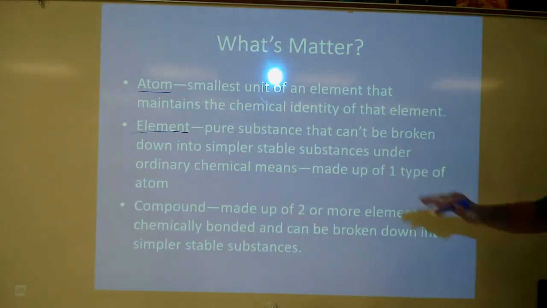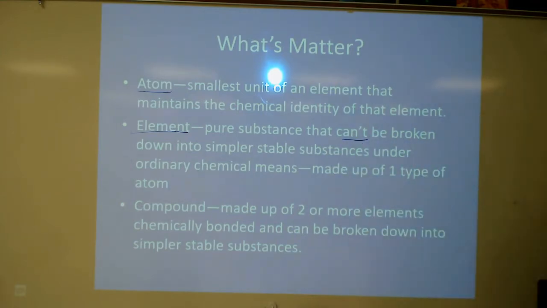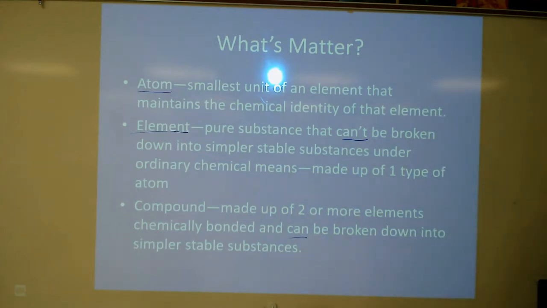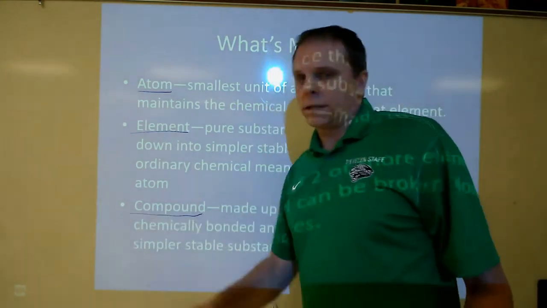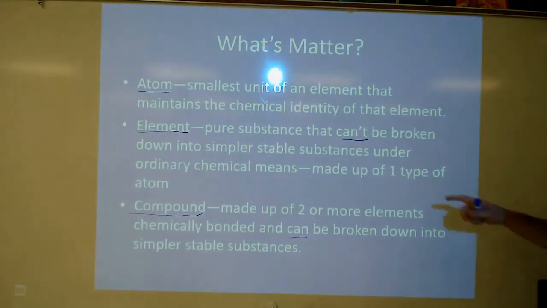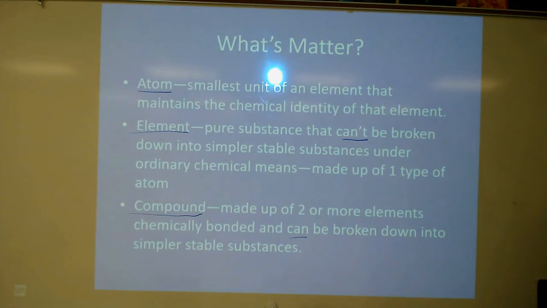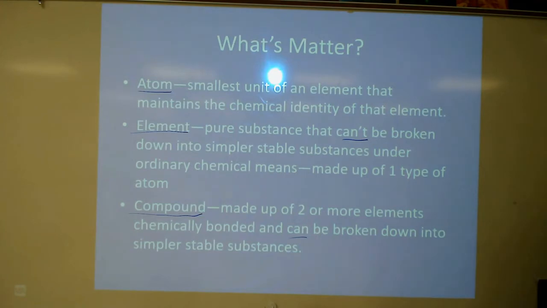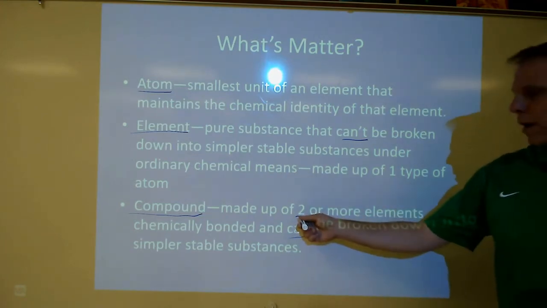Okay, but an element can't be broken down. You'll notice that's one of the biggest differences here. Elements can't be broken down, whereas a compound can be broken down. So as you're trying to define the difference between element and compound, notice that one of those things has to do with, one, the element can't be broken down, and two, the compound can be broken down into simpler, stable substances. The element is made up of one type of atom, could be gazillions of them, but the compound is going to be made up of two or more different elements.